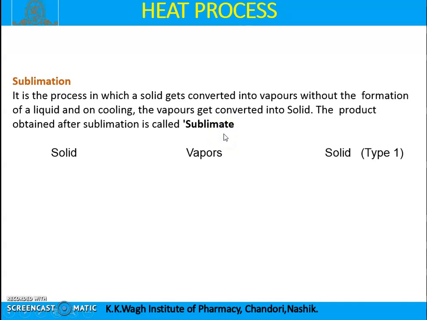There are two types of sublimate formation. First one is when a solid gets converted into vapors, and the vapors are directly converted into solid. This one is known as type 1 sublimation, or these are known as true sublimates.